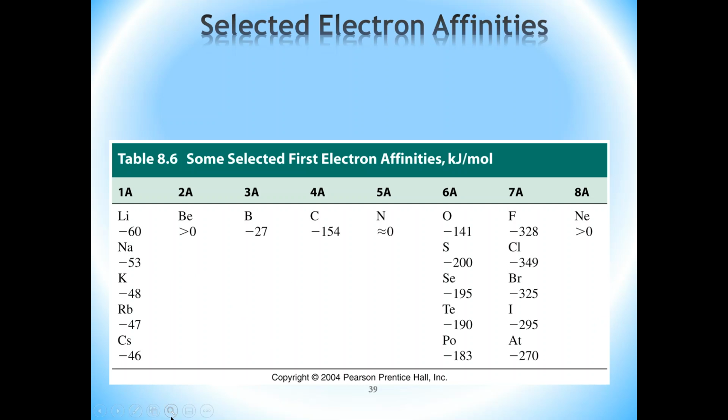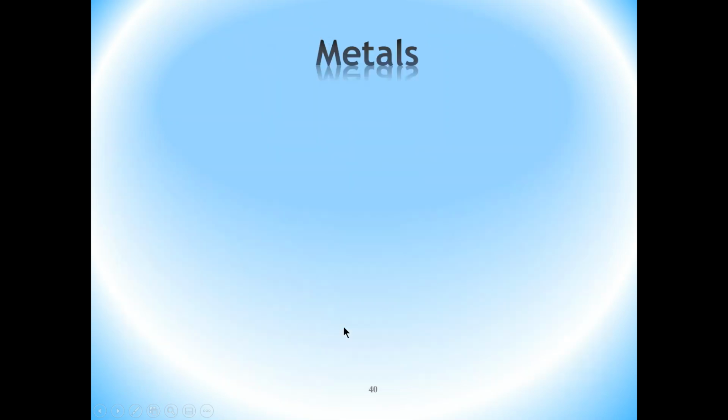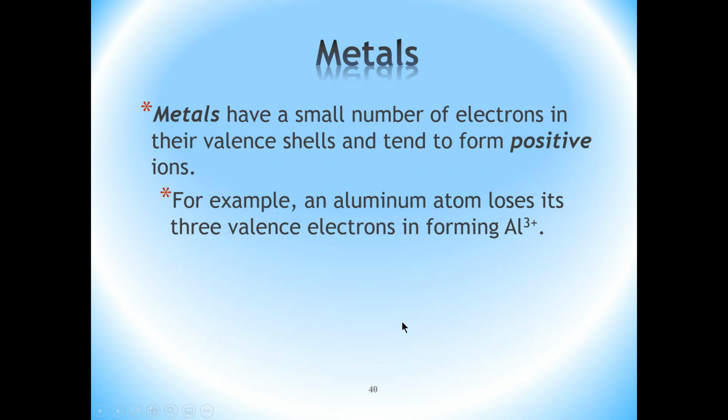Okay, we're going to stop here, and the next topic we're going to talk about is metallic and non-metallic character, the trends in the periodic table as far as those properties are concerned.